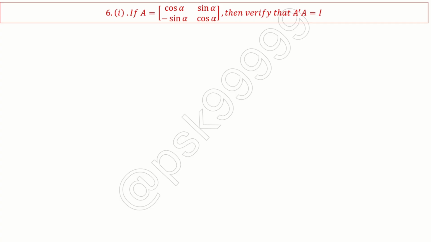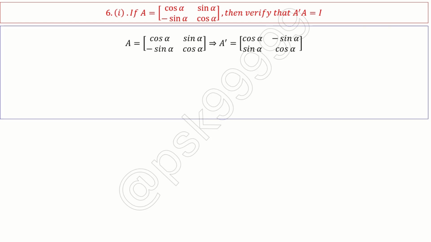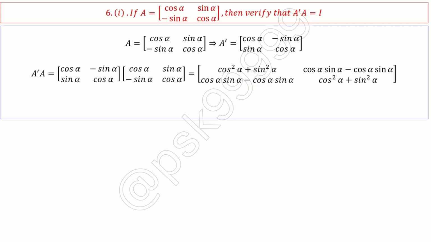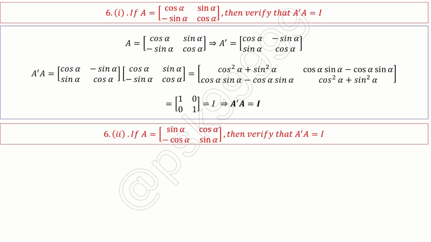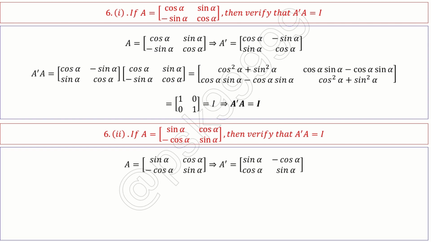Okay. This is the other one. (A')' = A, and A'A = I. We have to verify, and A is given. So you can do it yourself. This is A'. A into A' is nothing but this value, which is 1 0 0 1 you will get. So which means I. Same thing. Similarly, you can do this one also. Next.